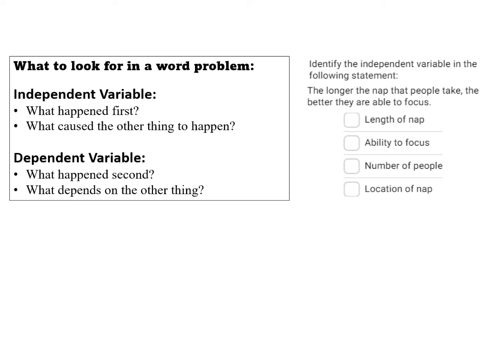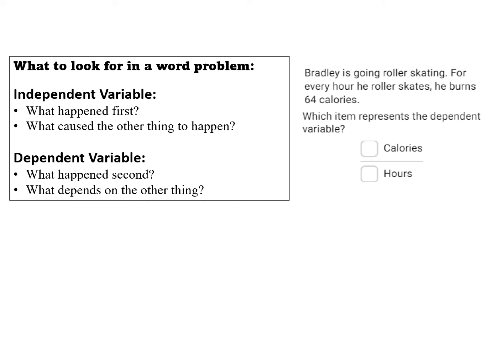So look at this. It says identify the independent variable. All right, the longer the nap that people take, the better they are able to focus. Well, what causes the other thing to happen? Does the nap help people focus better, or does people focusing better help them to take a nap? Well, obviously it's the length of the nap. And that would be that one right there. That happened first.